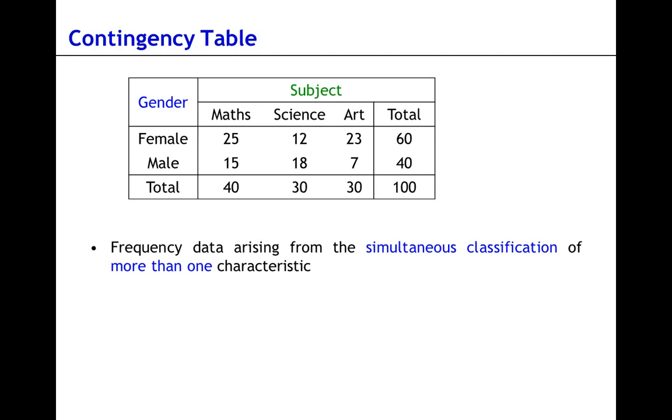Sometimes data comes in the form of a contingency table. Here's an example. What's special about a contingency table is that there is simultaneous classification of more than one characteristic. In this example, two characteristics or variables are involved, and each variable is split into two or more categories. The rows represent the various categories for the first variable, and the columns represent the various categories of the second variable. And the frequencies are reported according to the various row and column combinations.